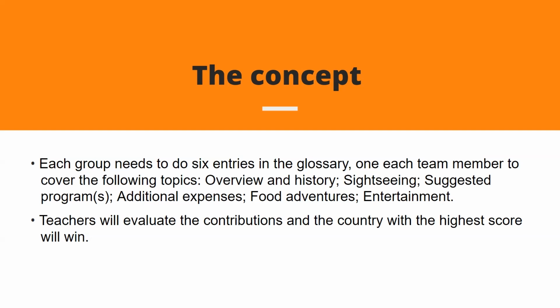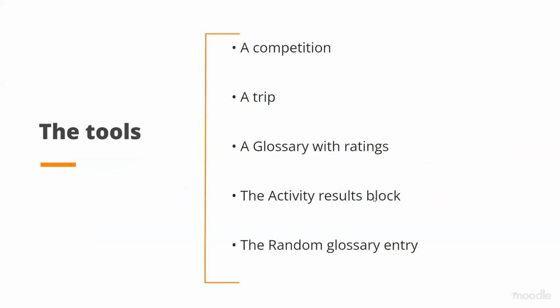They have to cover the overview and history. They have to cover sightseeing. They have to do an entry about suggested programs, an entry about additional expenses, and an entry about food adventures and entertainment. Then teachers will evaluate the contributions, and the city with the highest score will win. So what do we have? We have a competition, a trip, a glossary with ratings, the activity results block, the random glossary entry.